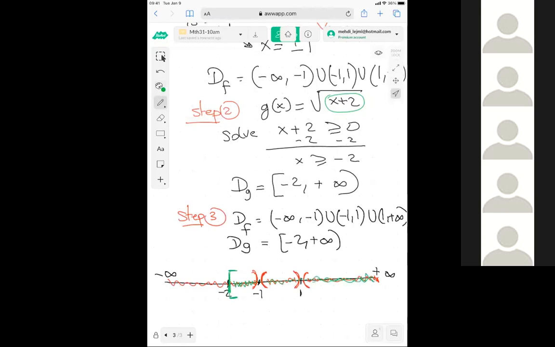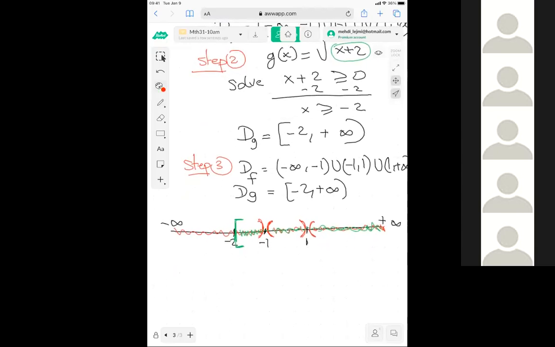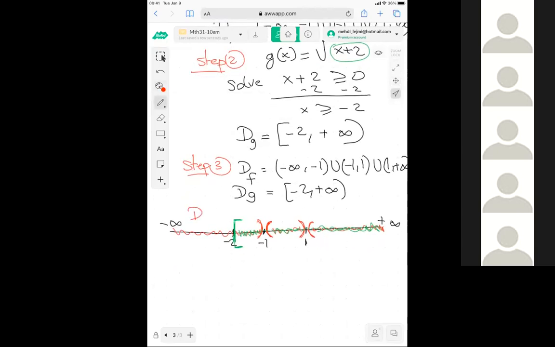Right. So what will be the common domain now to F and G? So you see, guys, what will be the domain, or the interval, which is at the same time green and red? Again, the red is the domain of F, and the green is the domain of G. So you see this whole interval here.